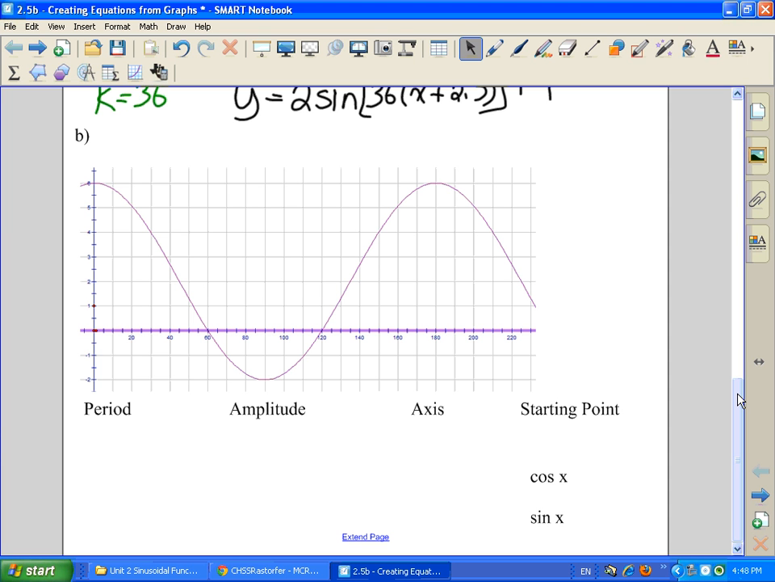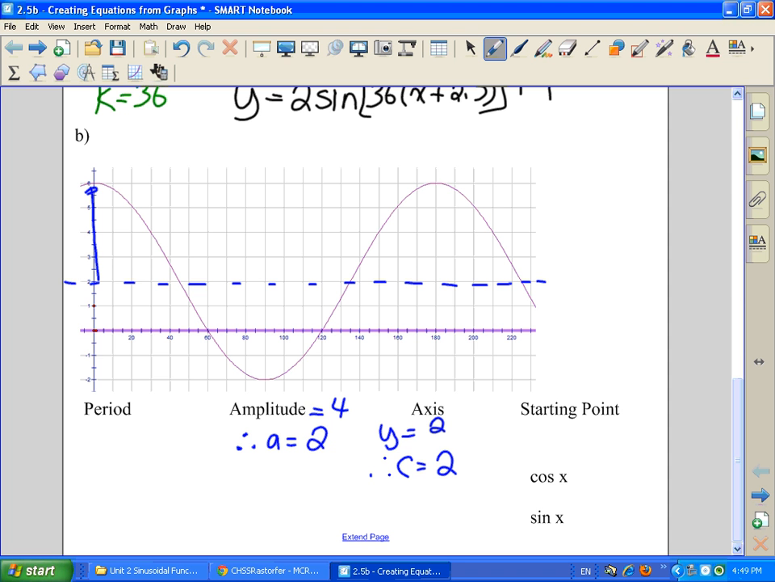Let's go in order of what's the easiest one to do first. So the easiest one to do first is try to find our axis. Our axis is here. So our axis is y equals 2. Therefore, we know c equals 2. From that, let's look at our amplitude. We should take a look at how long it takes to get to its minimum or its maximum. You should have amplitude equaling 4. Therefore, a equals 2.